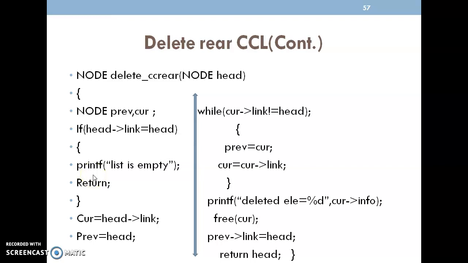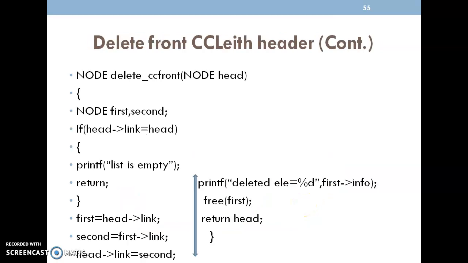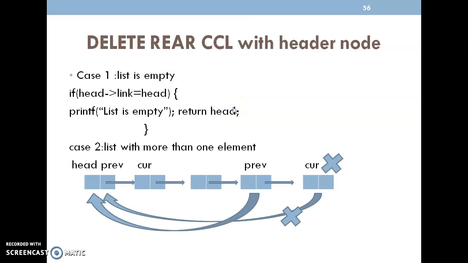Then we have to reach the last node by making use of this node. You have to move until current reaches there; if current is not equal to head, until then you have to check the condition. So we came to the last node.